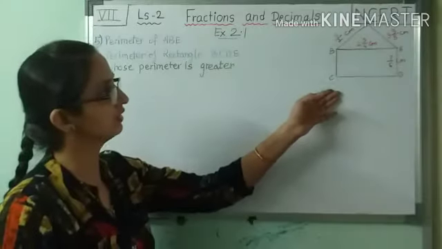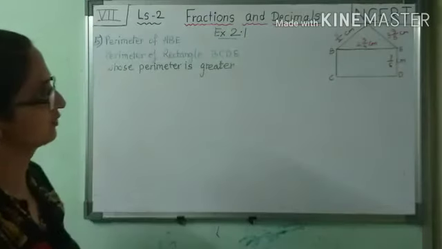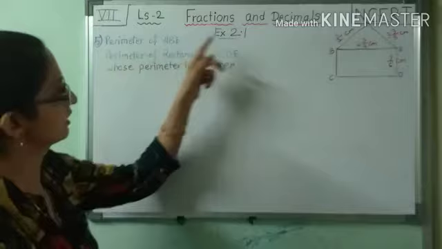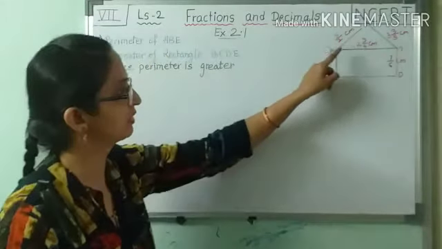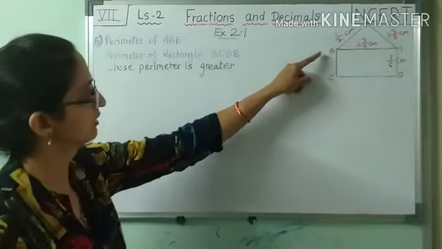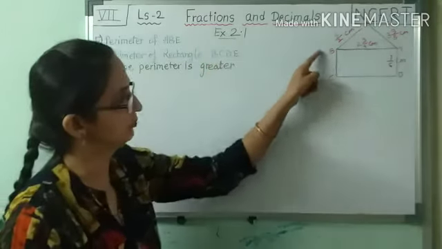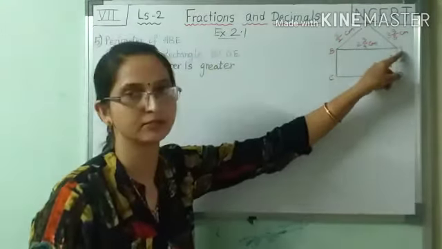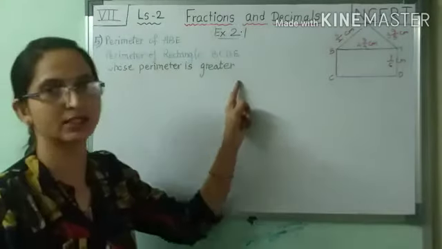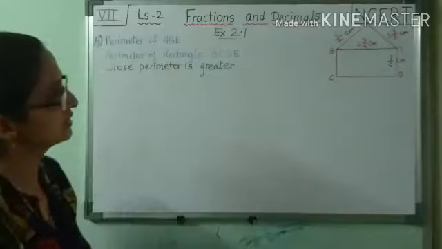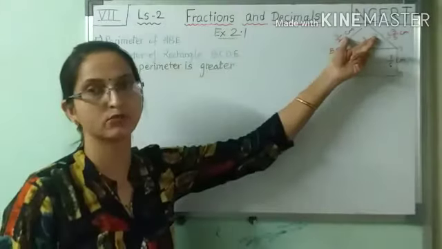Look at this figure. You have to find out the perimeter of triangle ABE as well as the perimeter of rectangle BCDE, and then find out whose perimeter is greater. So let us calculate the perimeter of this triangle.